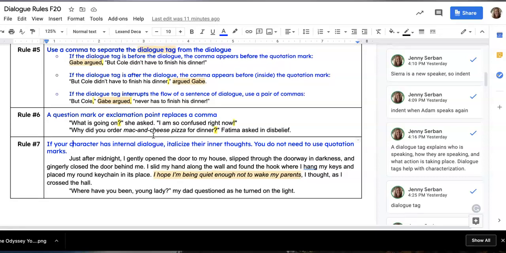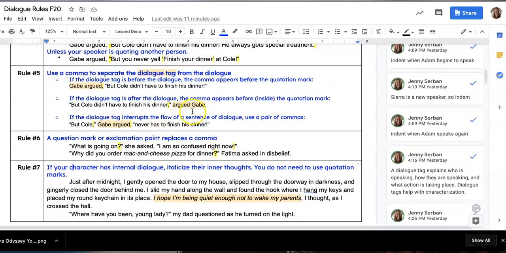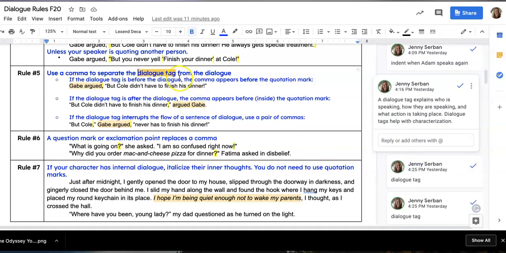So what I did in addition to this, I wanted to let you know what a dialogue tag was. So if you actually click on this one, it shows you what a dialogue tag is, and it basically explains who is speaking, how they're speaking, and what action is taking place. So how they're speaking would be, in this case, he was arguing. And then you're going to see in some other examples, not just who is speaking, but also what action is taking place as they speak.